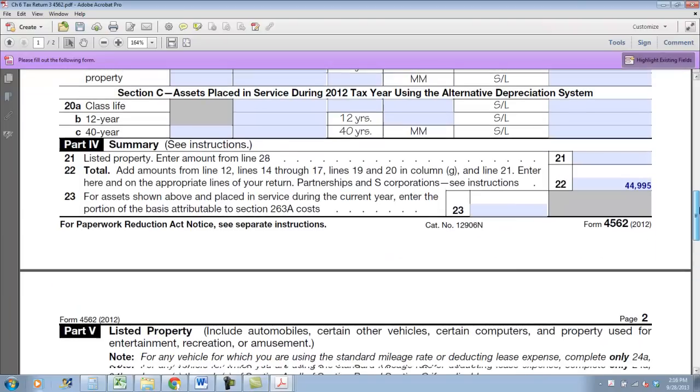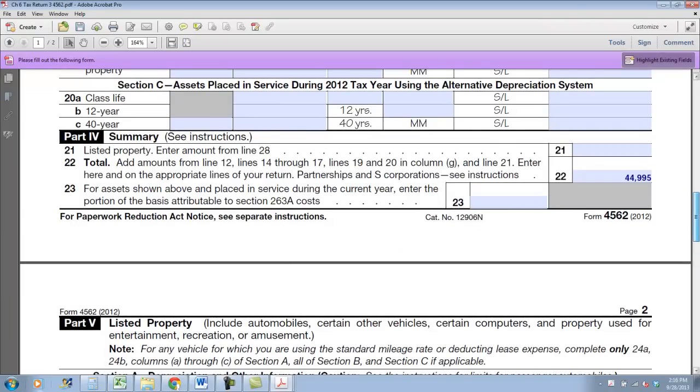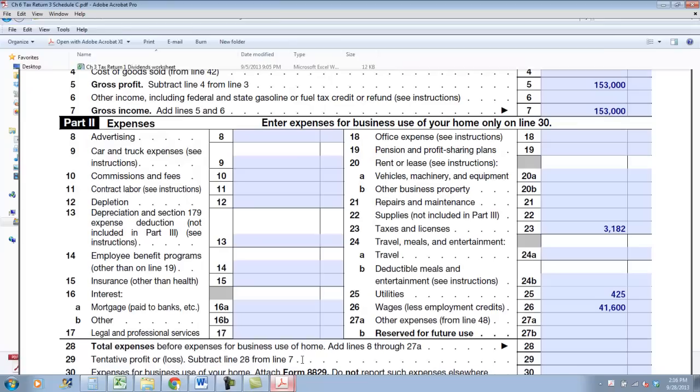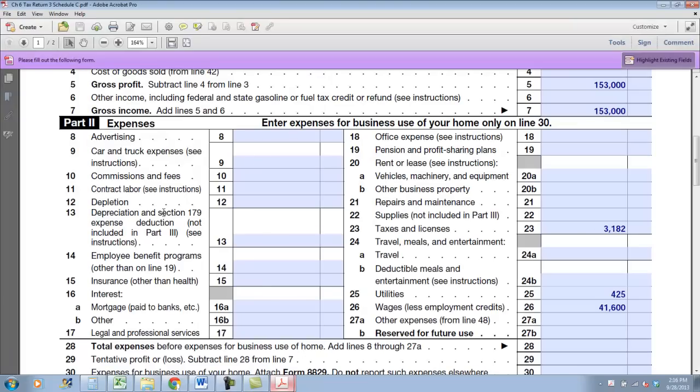And we are going to take that total and we are going to put it on the Schedule C. Depreciation, 44,995.